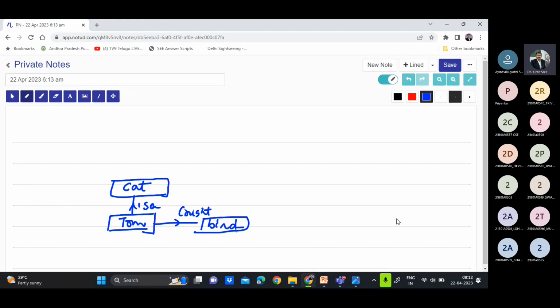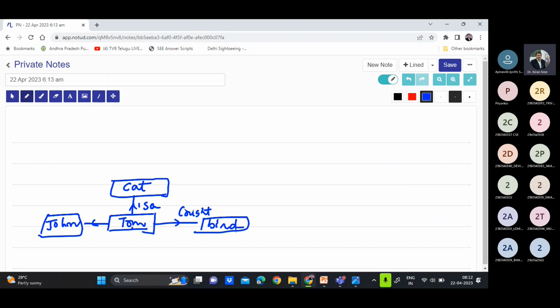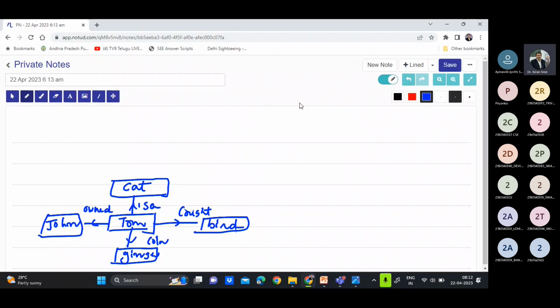Tom is owned by John. So there is an owner for this Tom. His name is John. Tom is ginger in color. So there is a color for this particular cat. Tom is owned by John. Cats like cream. So there is a cat, so it likes cream.